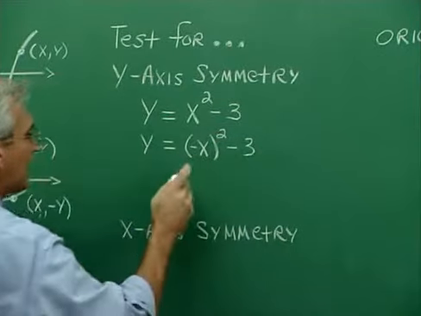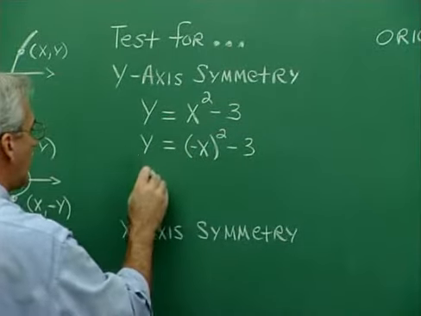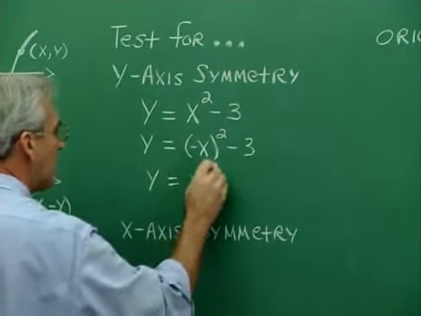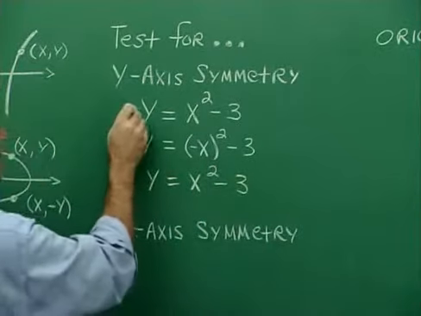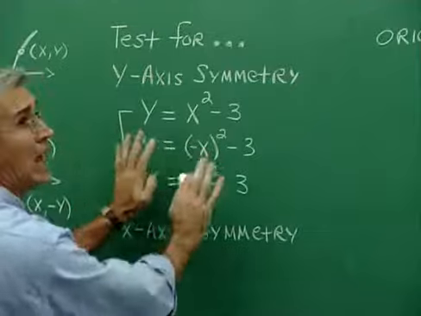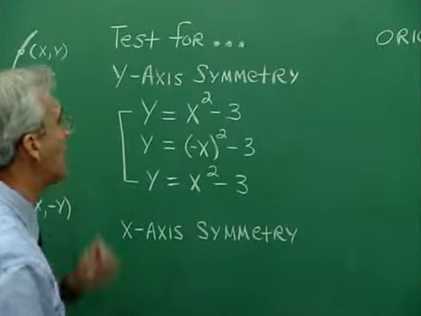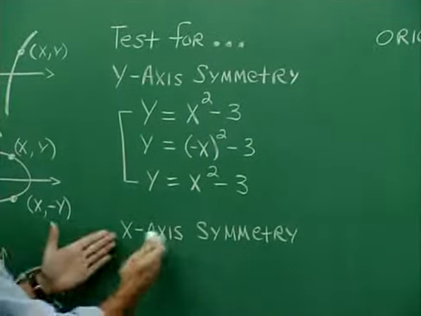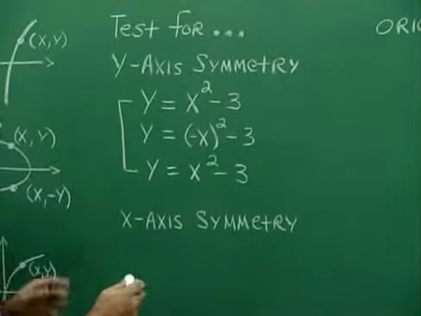And let's evaluate a little bit. Negative x all squared is simply x squared. You see, and now this equation and this one are identical, and therefore we are determining algebraically that we have y-axis symmetry. Let's test for x-axis symmetry using the same equation.